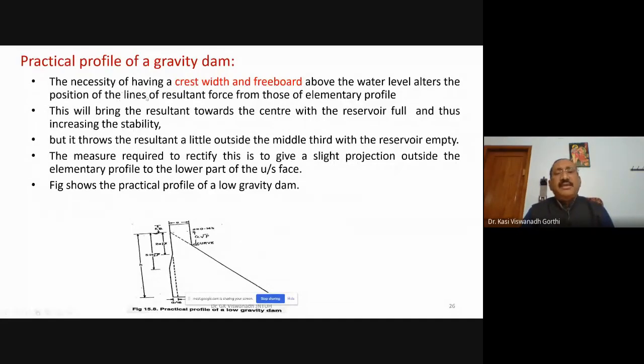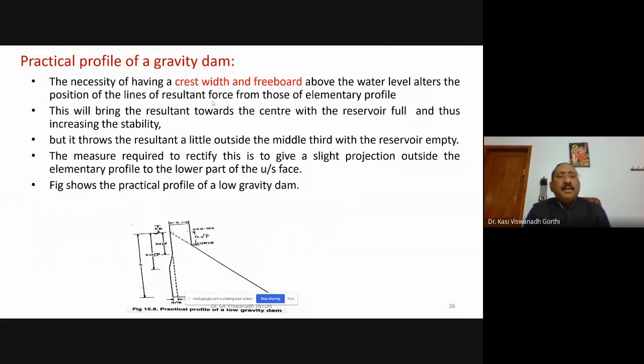So the necessity of having crest width and freeboard above the water level alters the position of the lines of resultant force from those of an elementary profile. So this will bring the resultant towards the center with the reservoir full and thus increase the stability. But also there is a problem. It throws the resultant a little outside the middle third with the reservoir empty condition.